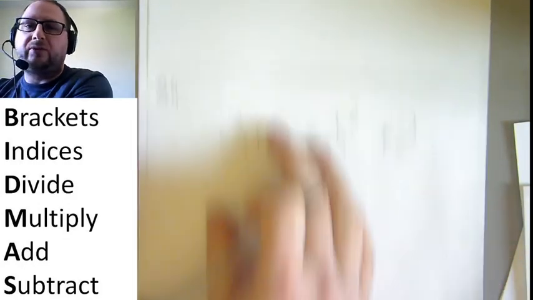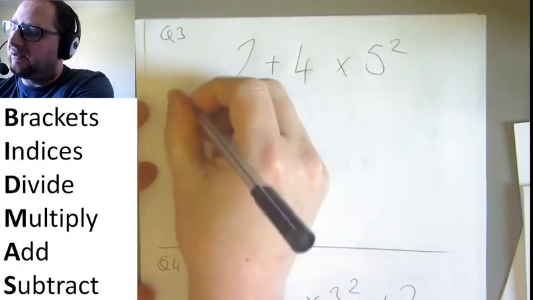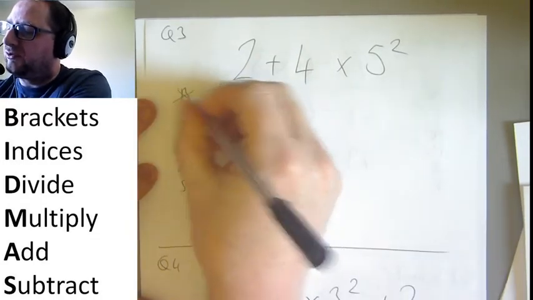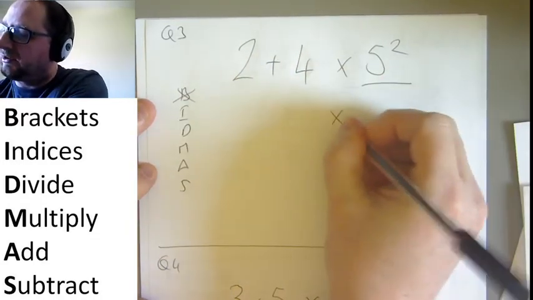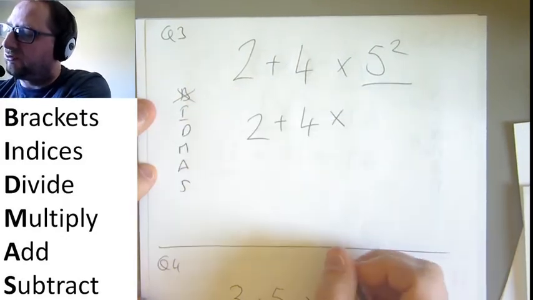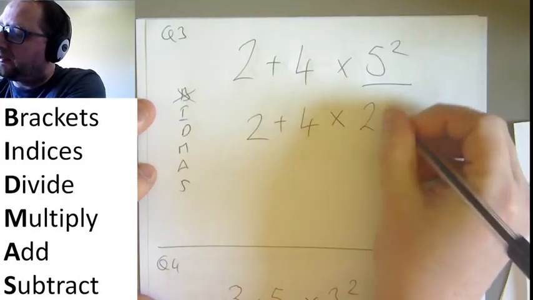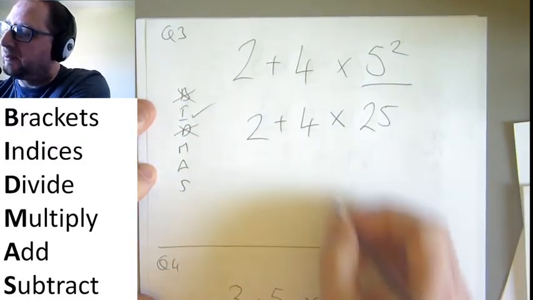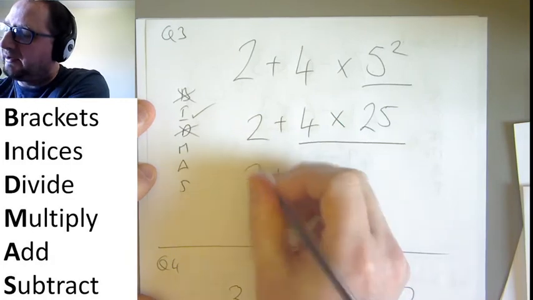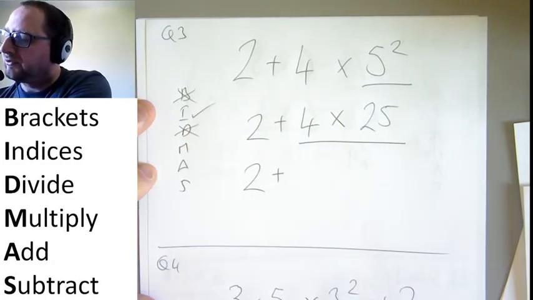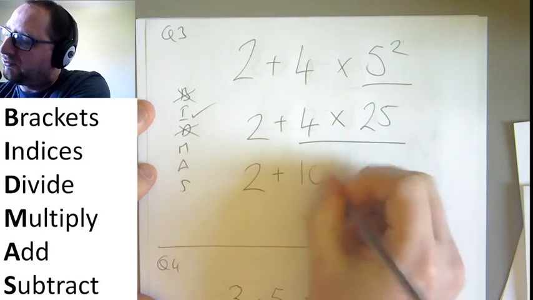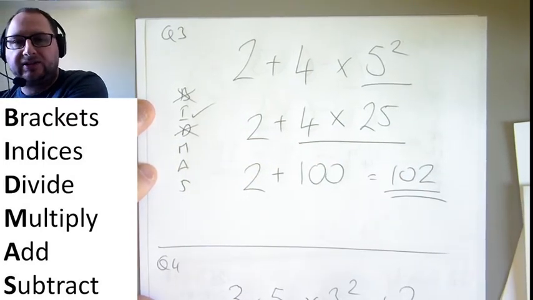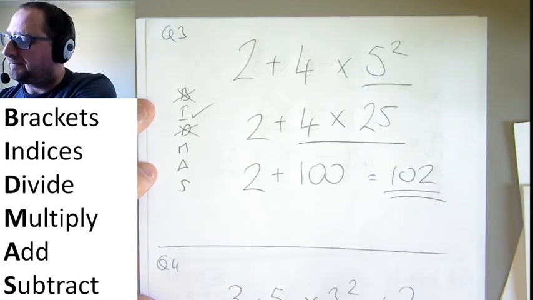Looking at question 3 now. Again, writing out BIDMAS. Are there any brackets? No. Is there an indice? Yes. So I copy down everything that I'm not going to use just yet. 5 squared, of course, 25. Done. Any divisions? No. Is there a multiplication? Yes. Meaning I copy down the operation of 2 plus. 4 lots of 25 is 100. Give me a straightforward answer of 102 when I finally add as the final function there.